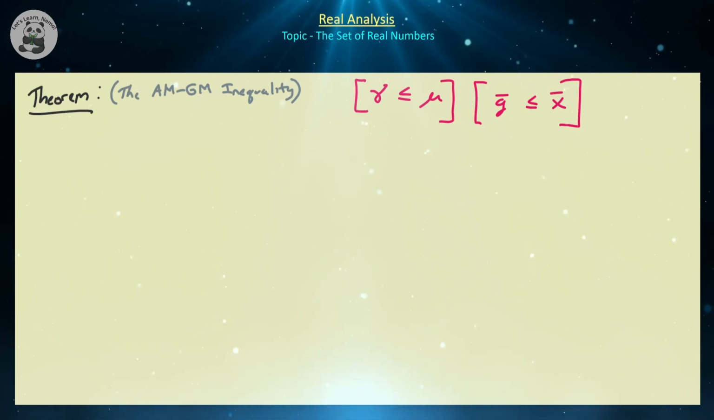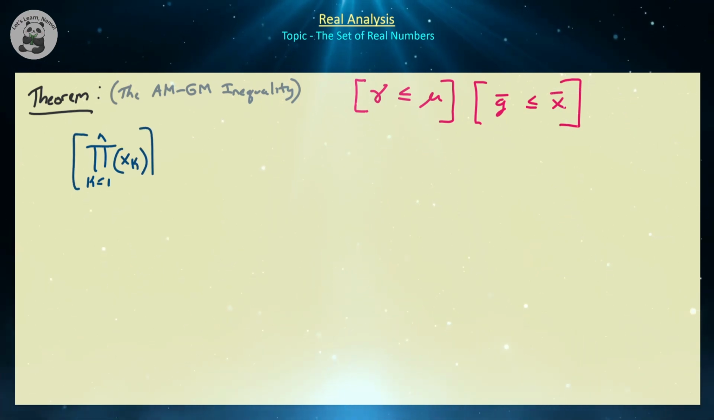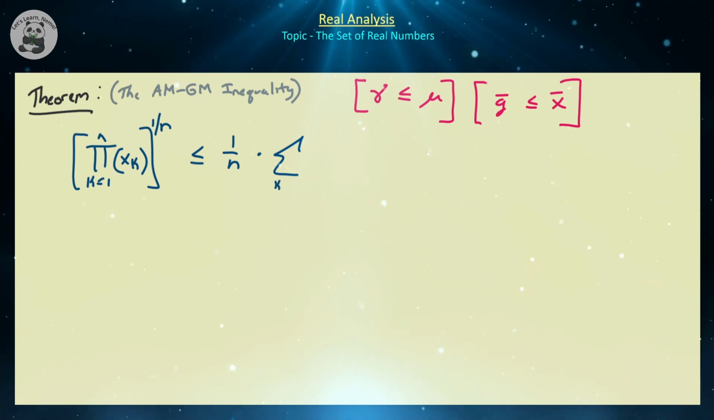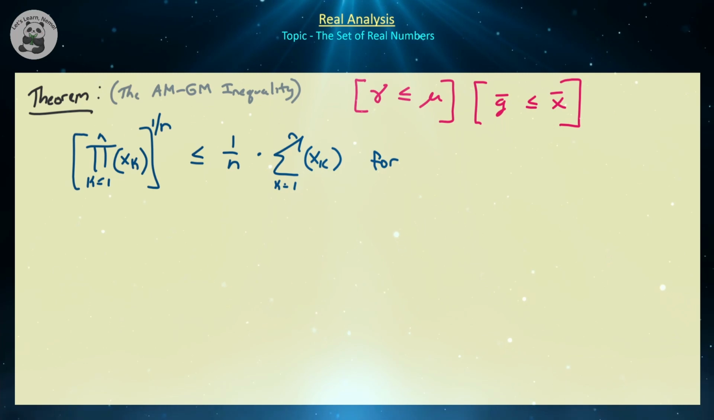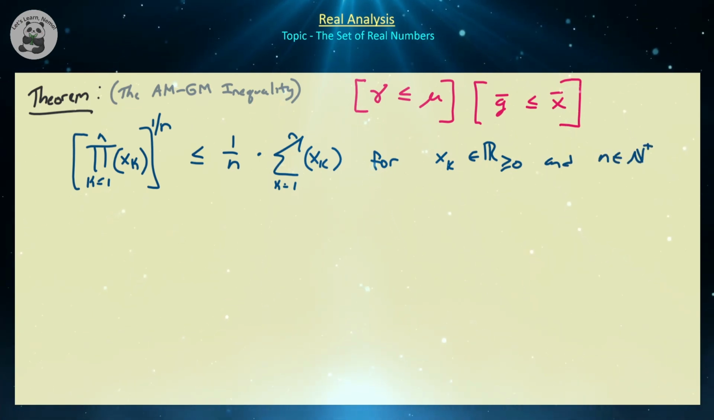So the formal statement of the theorem says the following, that the product from k equals 1 to n of x_k to the power of 1 over n, or equivalently the nth root of the product, is always less than or equal to 1 over n times the sum from k equals 1 to n of x_k. And this is true for x_k belonging to the set of non-negative reals and also n belonging to the set of positive naturals.